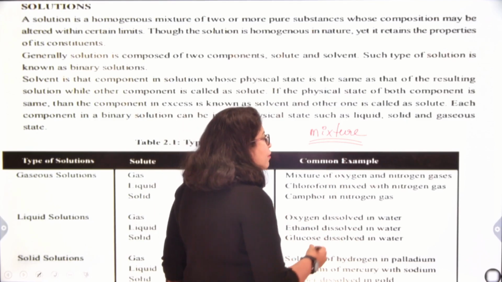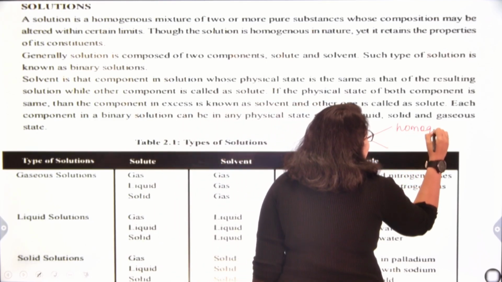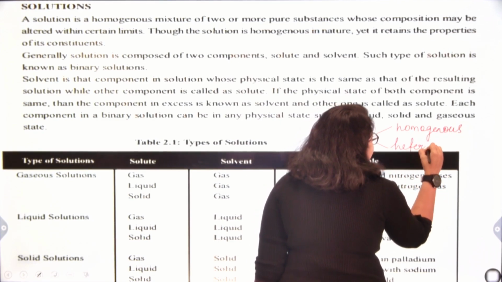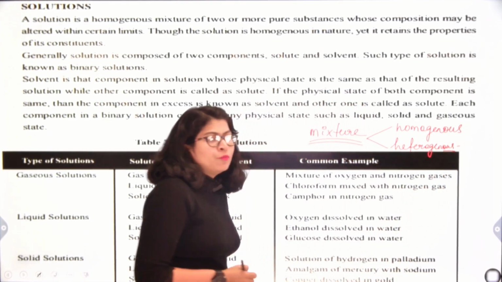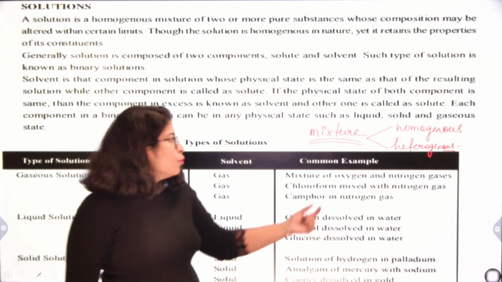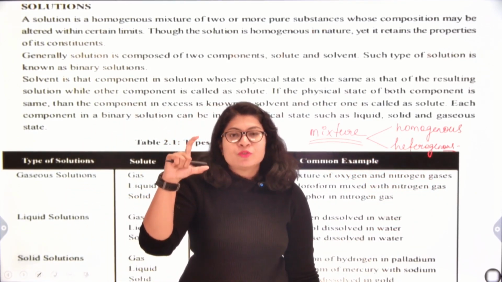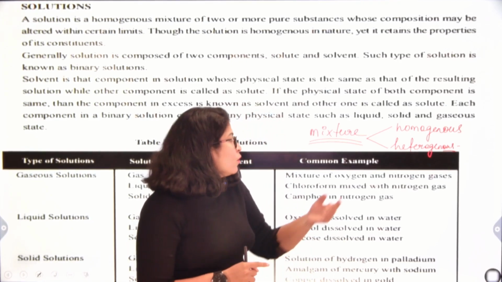Now mixtures are further classified as homogeneous mixture and heterogeneous mixture. Now, what do you mean by homogeneous mixture? Homo means same, right? So, if throughout the bulk of the mixture I am getting equal proportion of the solute and solvent, it is called a homogeneous mixture.